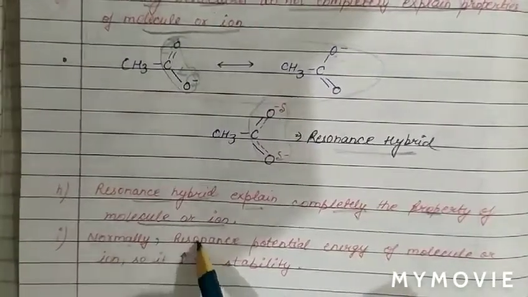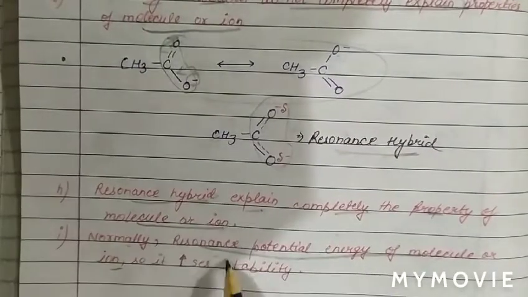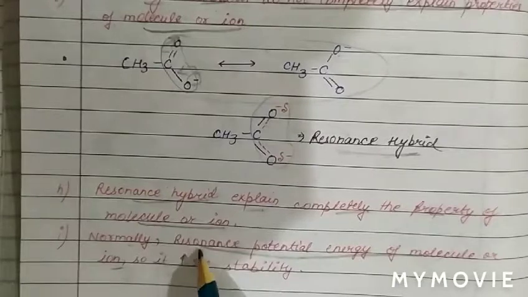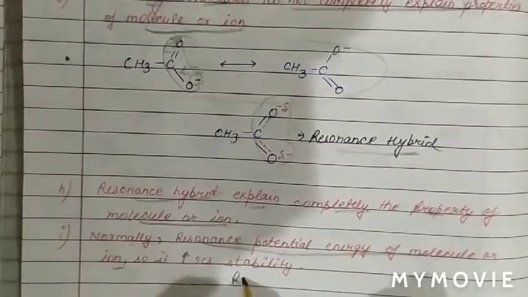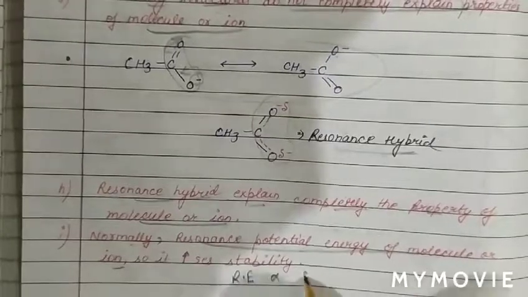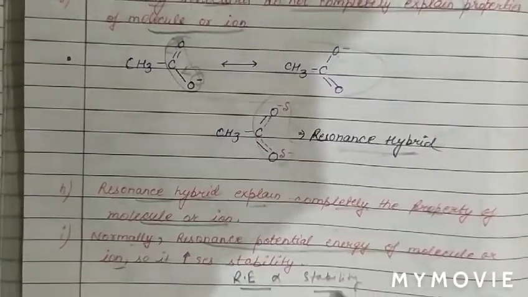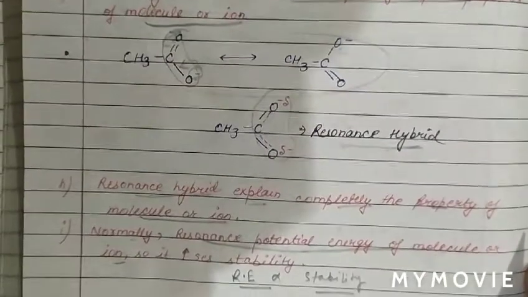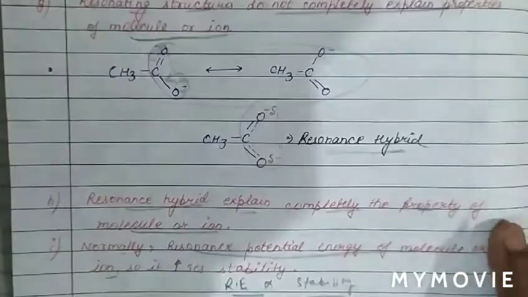And normally, the more the resonance energy, the more the stability. So if there is more resonance energy, then there is more stability of the molecule, compound or ion. So these are the characteristics of resonance that we have discussed now.